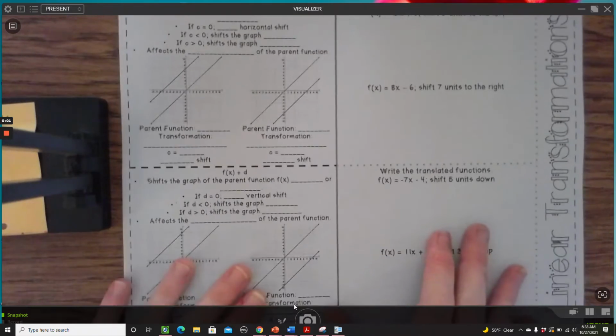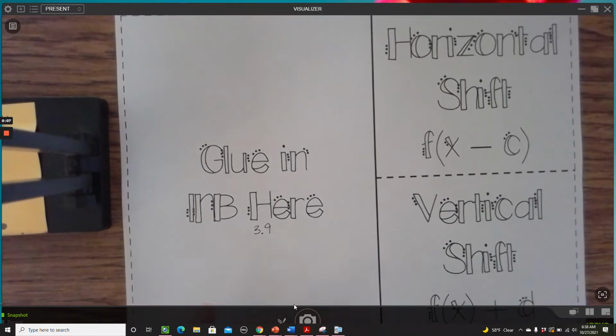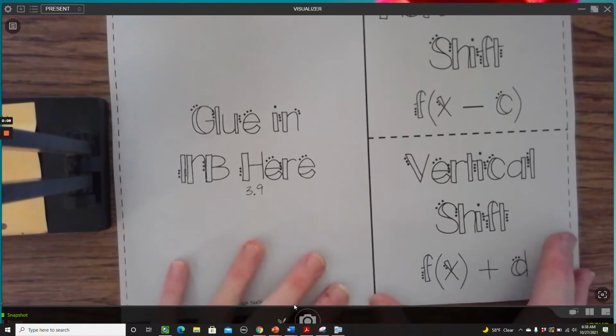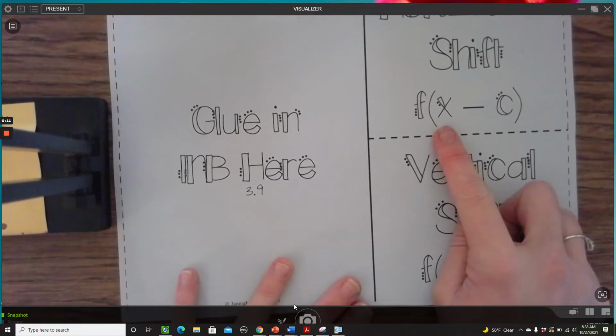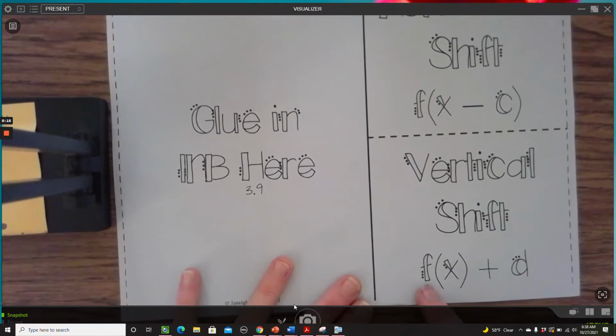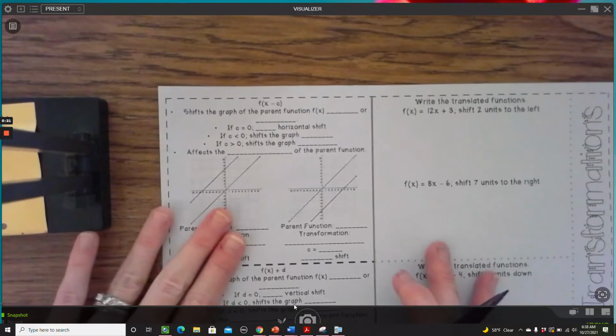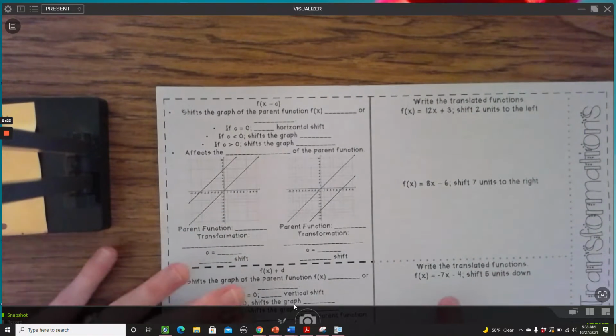This video is for the linear transformations foldable. We're going to look at horizontal shifts, so moving left and right, and vertical shifts, moving up and down. The rules for those: for a horizontal shift, it's f of x minus c, and a vertical shift is f of x plus d. Okay, horizontal first. So that's f of x minus c.